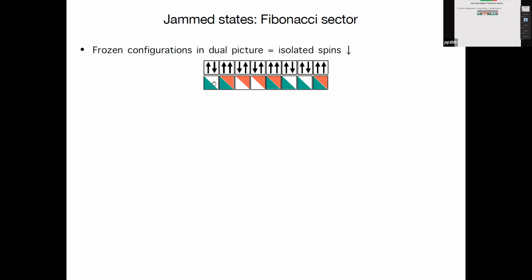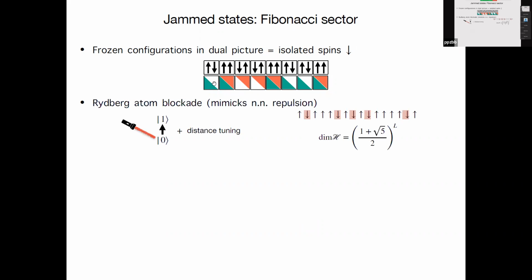Basically, this mimics something that is well known in Rydberg atoms. These are atoms where you can excite one or more electrons very far from the center, to a very large principal number. By tuning the distance between them, you can prevent two neighboring atoms from being simultaneously excited. That would mean I cannot have nearest neighbors that are spins down, where spin down means excited state. In this case, the Hilbert space of such states grows like the golden ratio to the system size. This is called the Fibonacci sector, and is well known in Rydberg atom blockade models.